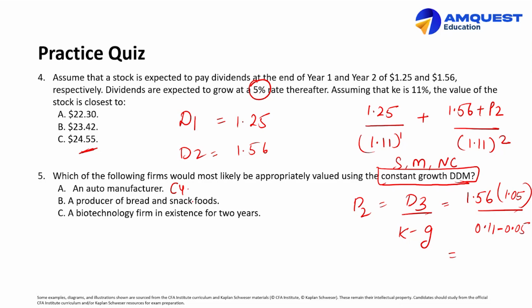Producer of bread and snack foods. Okay, this is a stable firm. It's not cyclical. It may be mature. That information is not given, but still this looks like a potential answer. Biotech firm existing for 2 years. 2 years means it is not a matured firm. So this is not the answer. The answer has to be bread and snack.